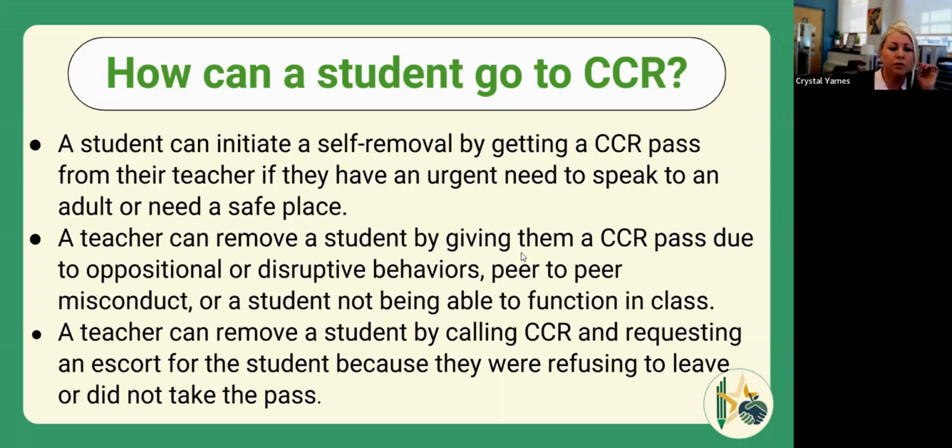A teacher can also remove a student by calling CCR and requesting an escort to come get the student because the student was refusing to leave or did not take the pass. And this might be by a hall monitor if a building has one, or by an administrator.